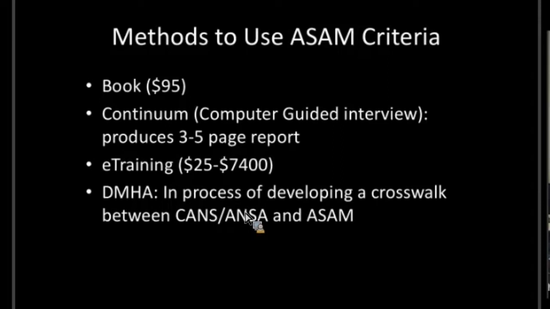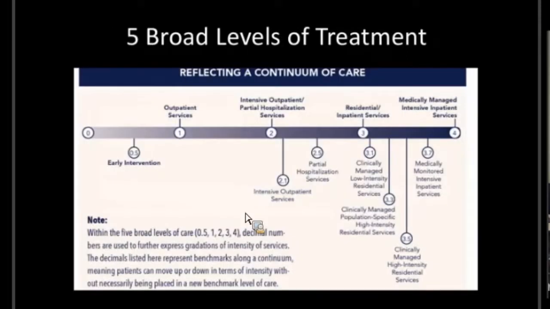So, the book is one option. They also sell the computer-guided interview, ASAM does, called Continuum. And there's all sorts of different options that one can utilize that they sell. In recognition of the cost of that, DMHA has begun, or I shouldn't say has begun, we're making our way through and close to the end, a process of developing a crosswalk between the CANS and the ANSA, which is required in Indiana for DMHA certified providers, and ASAM. So the scientist in me is curious to see how it turns out, but I'm hopeful that it will be a really helpful and innovative way for providers to be able to mesh these two pieces of data. The CANS ANSA score and the ASAM criteria. So stay tuned for more information on that.